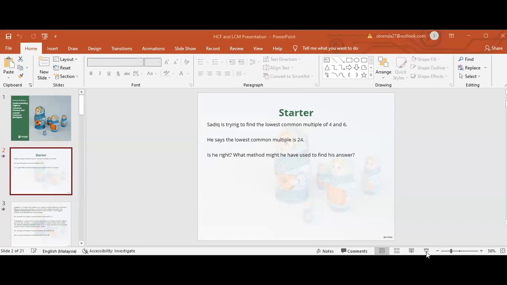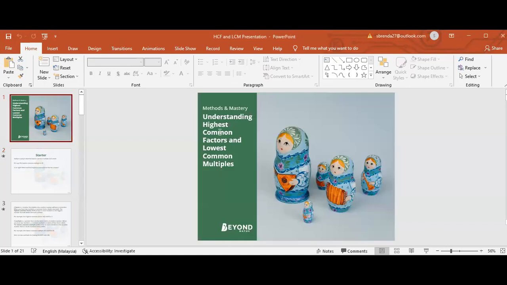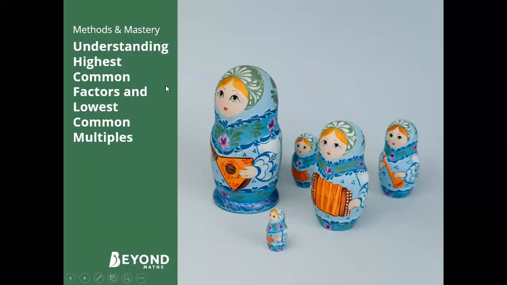All right, so let's look into the next part of our learning, which will be understanding the highest common factor and the lowest common multiple. That's what we want to look into today: two things. Highest common factor, and finding the lowest common multiple. Remember, we just did some recap on factors and multiples. All right, let's start.